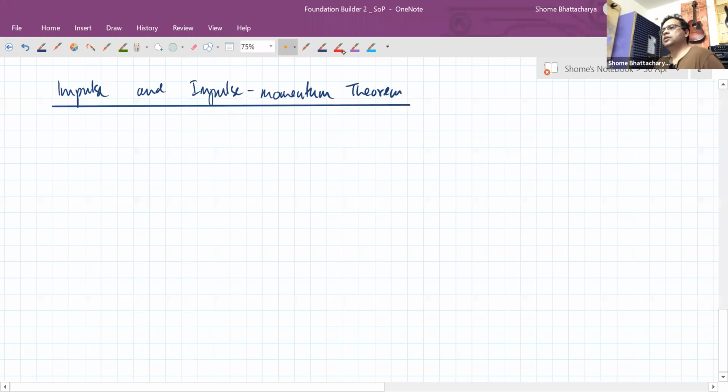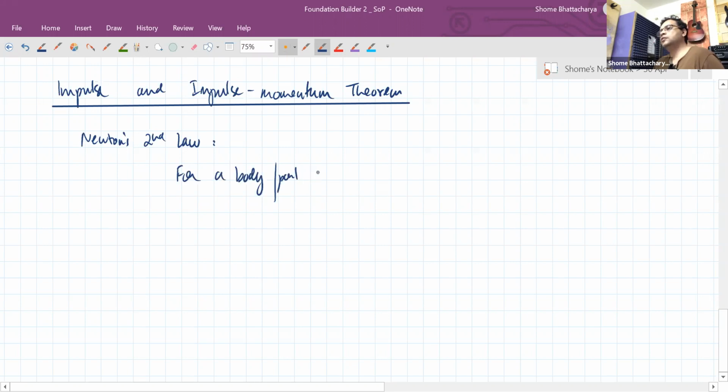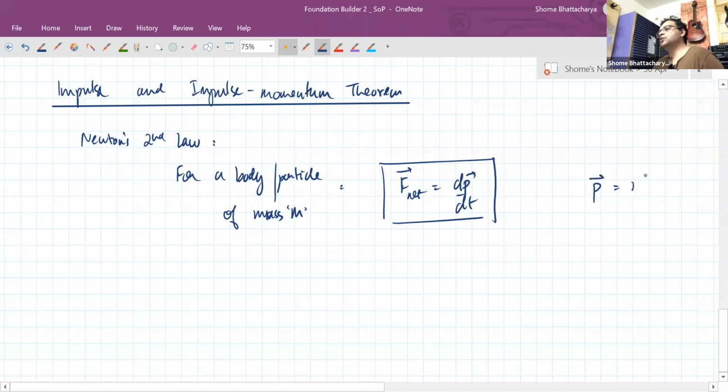So let's understand this first. Going back to Newton's second law for a particle. For a body or particle of mass m, the net external force acting on it is the rate of change of momentum. This is the definition of Newton's second law, where the linear momentum is mass into velocity. So if we cross multiply the dt, then F net into dt is equal to dp.